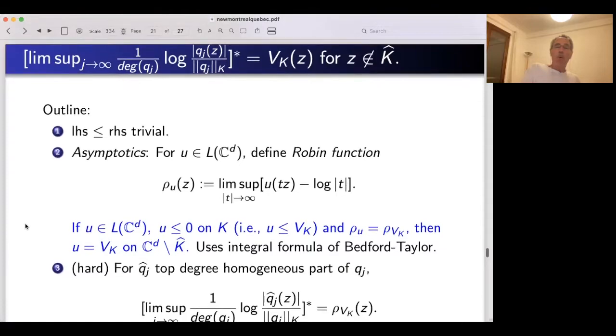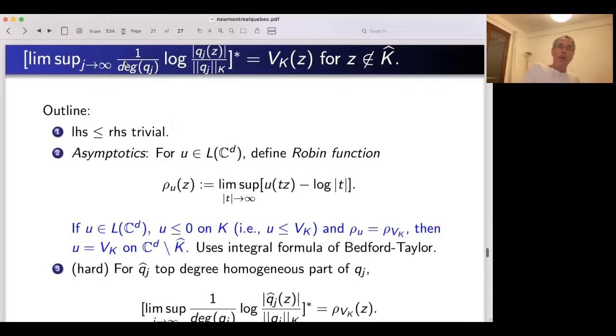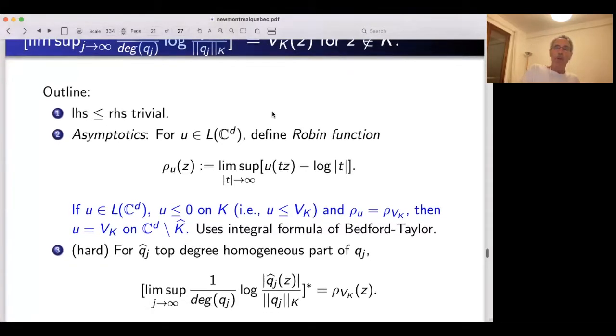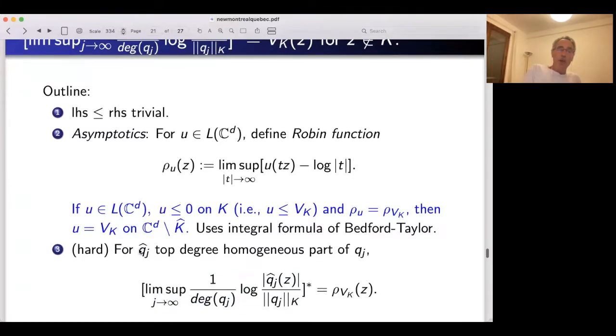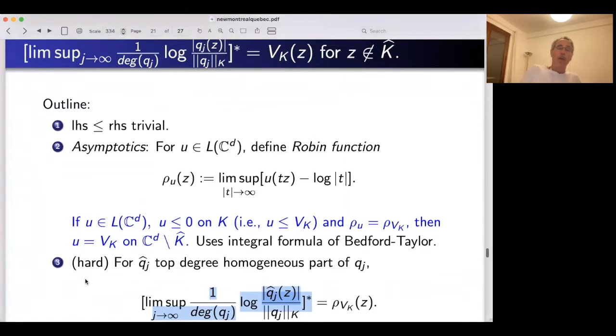So if you think about what we're doing here, well, a function like this, oh, sorry, you probably can't see my cursor. Maybe you can. This 1/degree q_j, log mod q_j or supernorm of q_j on K, right? For one plurisubharmonic function like that coming from this polynomial q_j, it's pretty clear what its Robin function would be. You would just replace that q_j by the top degree homogeneous piece of q_j. That would detect the asymptotics. That's what I'm calling q_j hat. And so this thing on the left is essentially the Robin function of our left-hand side.